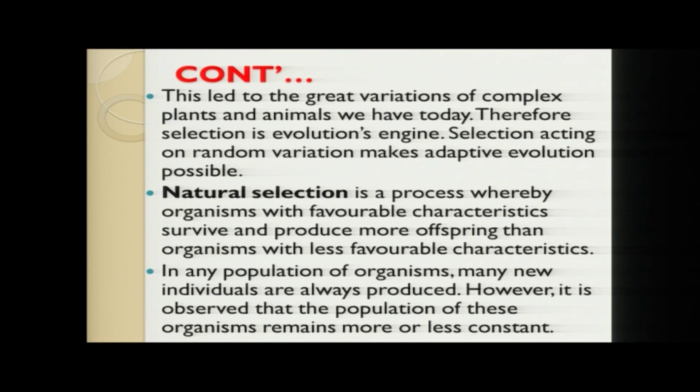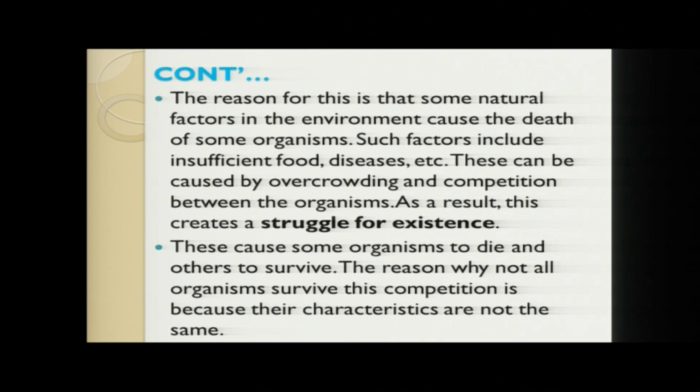Okay? Those organisms that develop stronger or favorable characteristics are able to survive and produce offspring, while those organisms with less favorable characteristics will not survive, they will die. So in many populations of organisms, many new individuals are always produced. However, it is observed that the population of these organisms remains more or less constant. Good. The reason for this is that some natural factors in the environment cause death, as I talked about in a previous lesson. All right? They cause death of some of the organisms.